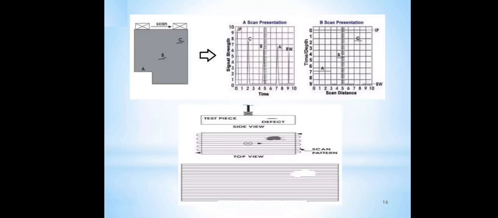In this picture we can see the A-type scan representation and B-type scan representation of the images which are propagating in the slide. Time and the signal strength are varied in the A-type scan. In the B-type scan, the scan distance and the time depth are shown in a linear wave. In the image below, we can see the scan pattern of the top view and side view.